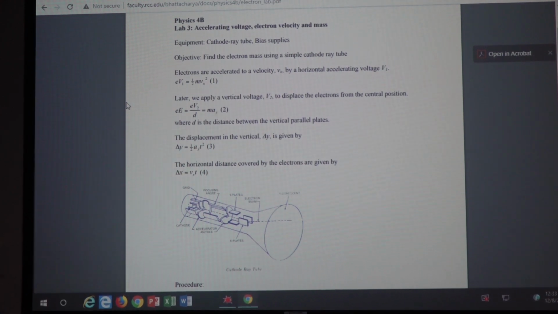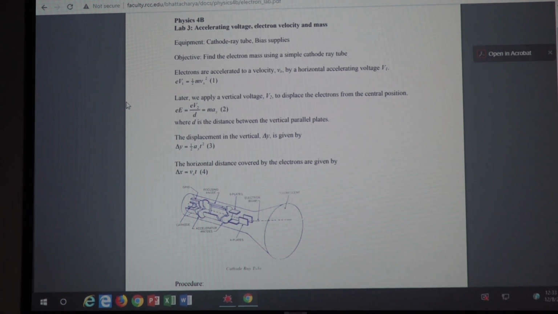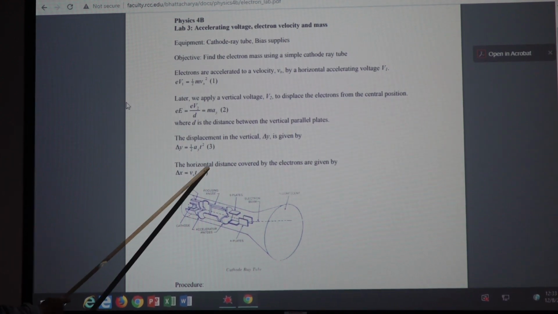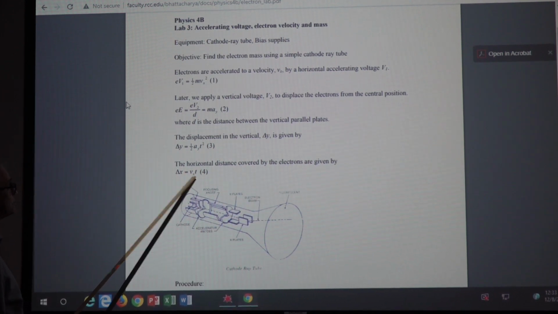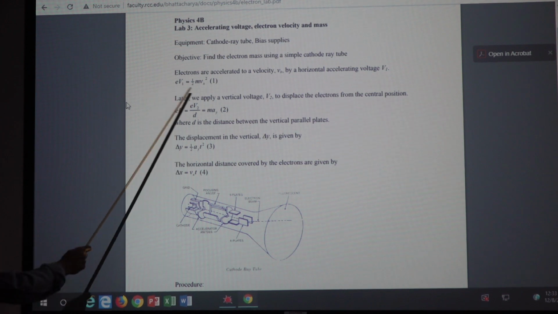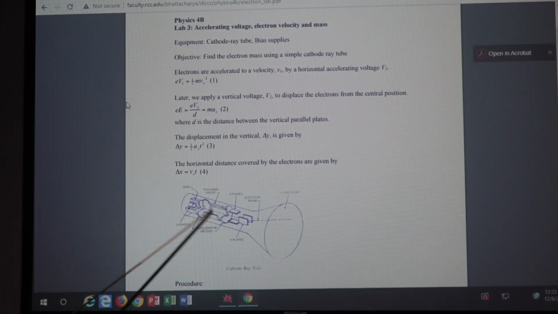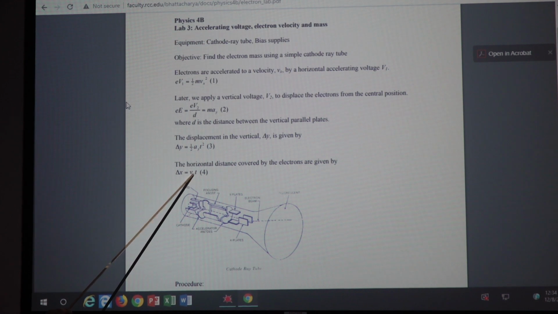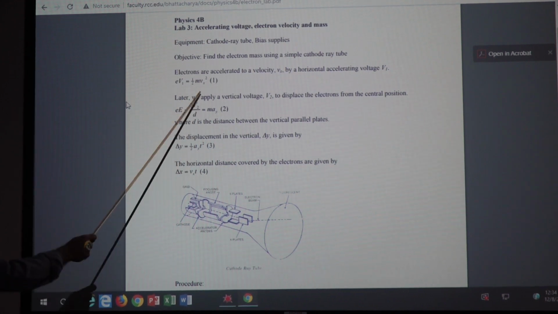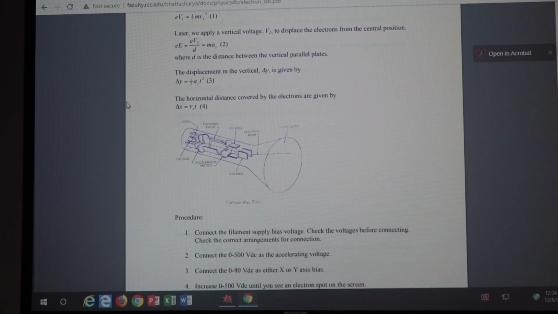And this is one of the objectives of this experiment, to find this t. You will find that t is very, very small. The horizontal distance covered by the electrons is given by delta x equals Vx times t. So in principle, if I know the mass and plug it in here, I can find the horizontal distance delta x. Or the other way, if I know delta x, I can find Vx from here, and I can compare these two Vx's.